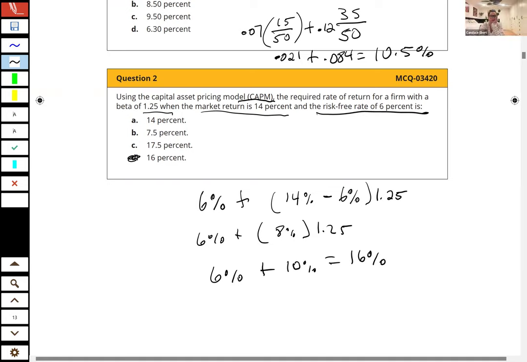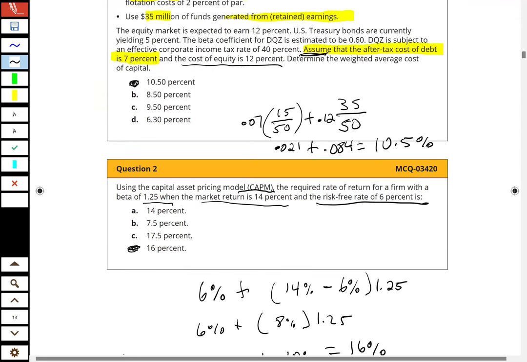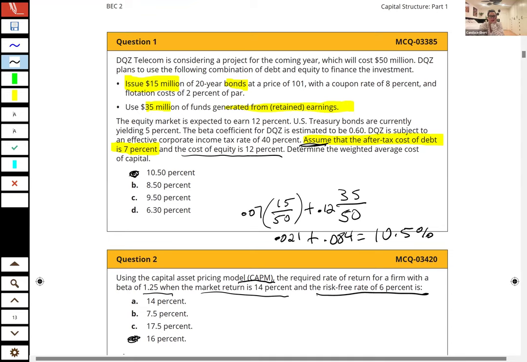Question. Can we go back to the first question really quick? Yeah, sure. In this first part where it says issue 15 million for a price of 101 with a coupon rate of 8% and flotation costs of 2% of par, is that enough information to set up CAPM? Issue a 15 million 20 year bond at a price of 101 with a coupon rate of 8%, flotation cost of 2% of par. I don't know.